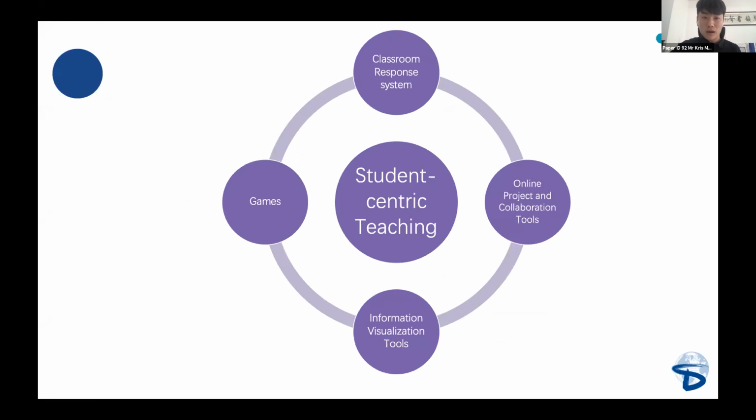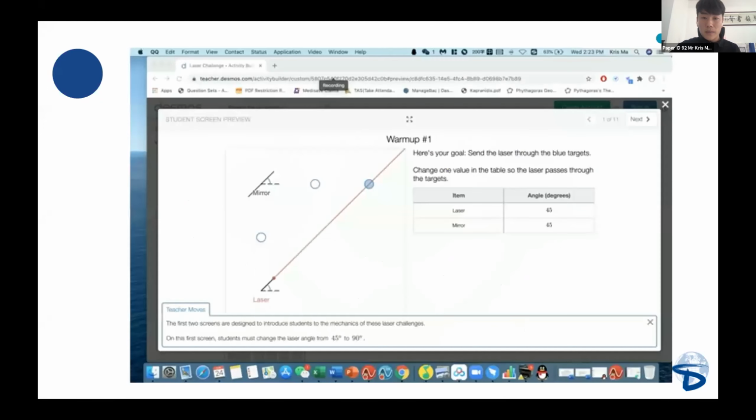And the last one is frequently used in lower grades, grade 7 and grade 8. We use games to promote student-centered learning by using technologies. This is one of the games we found online. Basically we are learning angles and parallel lines. So let me just play the video.